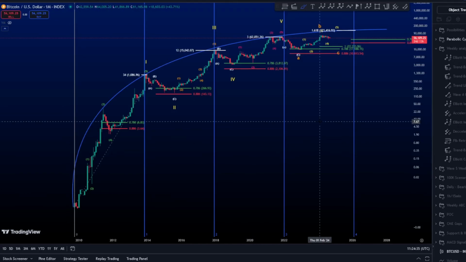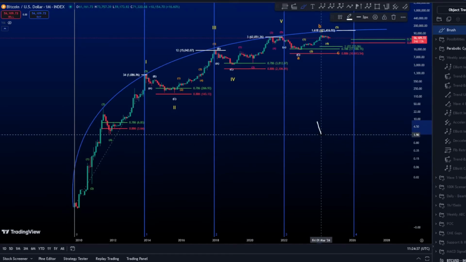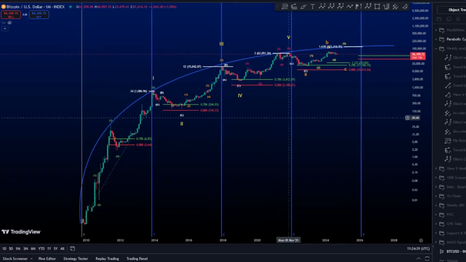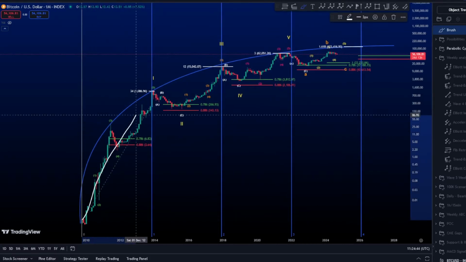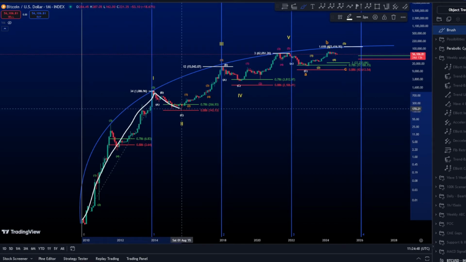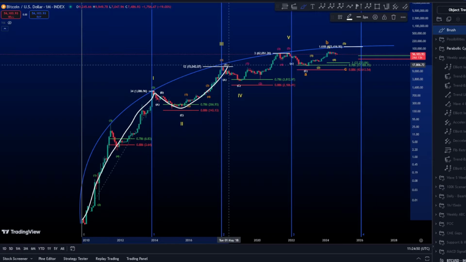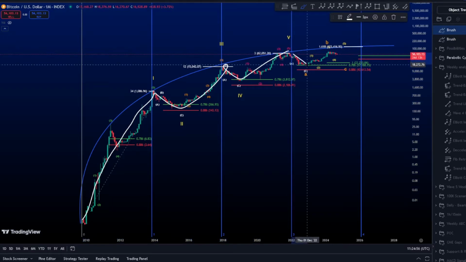Hello everyone, welcome to a new video for Bitcoin price prediction based on Elliott Wave analysis. Starting from the monthly chart, we can see here the cycle. The first cycle of Bitcoin has created an impulse towards the upside, then a correction, then a second impulse for the second cycle, and then a correction, and a third impulse for the third cycle, and then a correction.